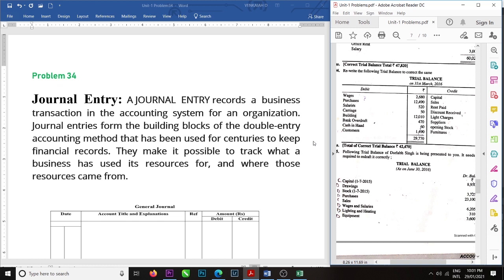In the last problem also, our trial balance tallied with 47,820. We followed the rule: debit side of the trial balance has all assets, expenses, losses, and credit side has all incomes, gains, liabilities, as well as capital or equity. Now also we follow the same rule for problem number 34. Before that, we remember the basics of accountancy.